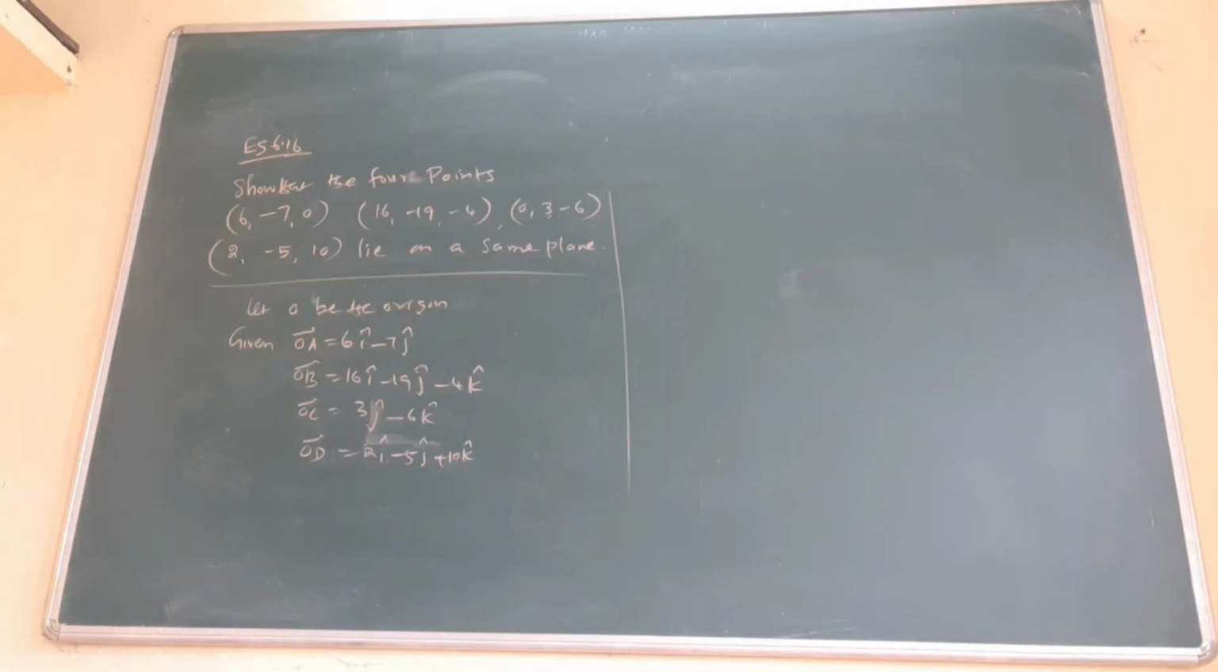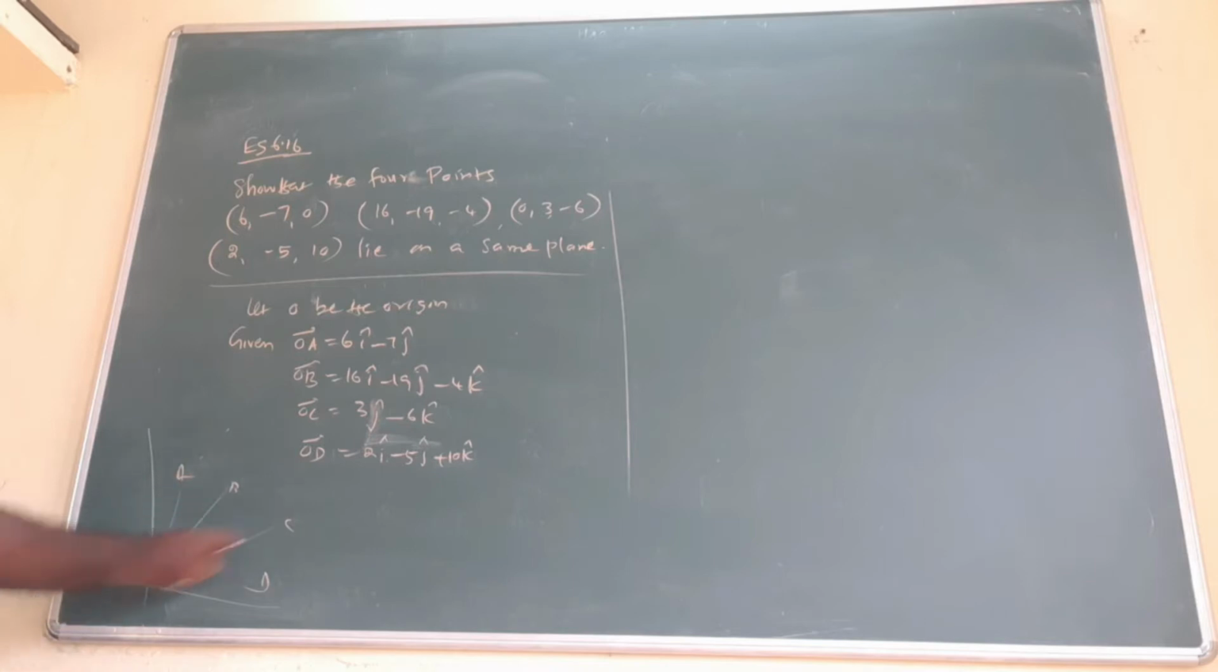Another question. Example 6.1 says, show that the 4 points, first point, second point, third point, fourth point, lie on the same plane. Or otherwise, the concept is the same: 4 points lie on the same plane. Suppose the points are A, B, C, D.